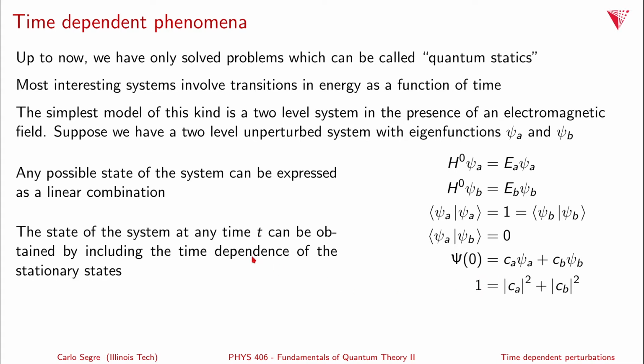Now we can write the state of the system at any time t by adding in the time dependence for each of the stationary states. So psi of t then is Ca psi A e to the minus i E sub A t over h bar plus Cb psi B e to the minus i E sub B t over h bar.